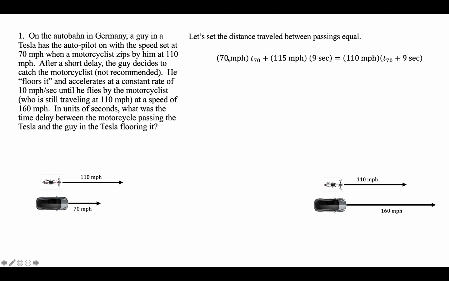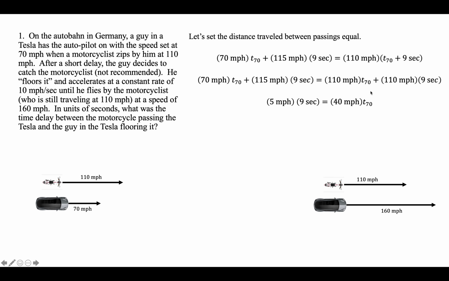Relatively straightforward. The Tesla goes 70 miles an hour for some time. The distance is speed times time. Then it averages 115 miles an hour for 9 seconds. The motorcycle averages 110 the whole time, and that's the 9 seconds plus the delay. We have one equation and one unknown. This is all we have to do. We bring the 110 through, and we collect the T70 terms, and then we divide by 40, and we get the time, 1 1/8 seconds, 9/8 seconds. A little bit more than 1 second, and that's the answer.